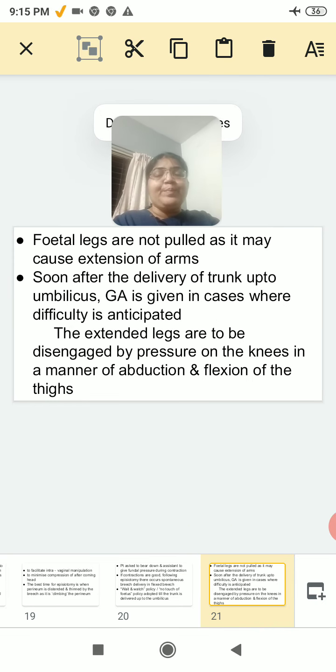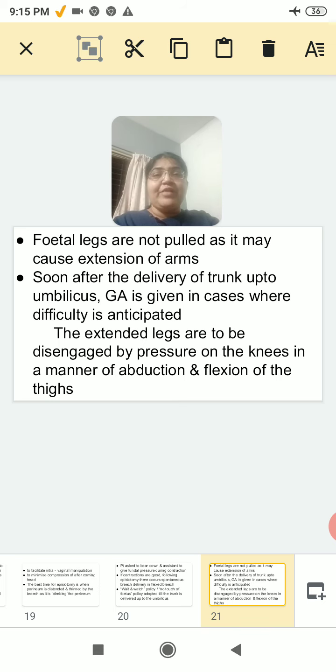Fetal legs are not pulled as it may cause extension of the arms. So pulling of the fetal legs should not be done. As I told you earlier, you have to never pull from below. So pulling is avoided. Unnecessary hurry should be avoided.